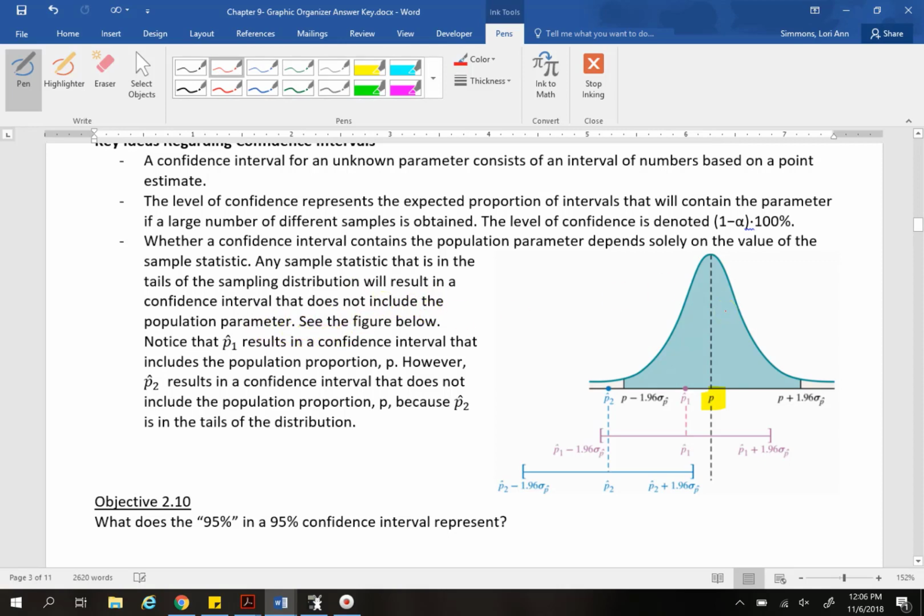See the figure. Notice that p-hat 1, so here's p-hat 1, results in a confidence interval that includes the population proportion. So here's the confidence interval from this p-hat 1, and it's including this population proportion. So then look at p-hat sub 2. Okay, here's that confidence interval. Notice it does not contain the population proportion because p-hat sub 2 is in the tails of the distribution.